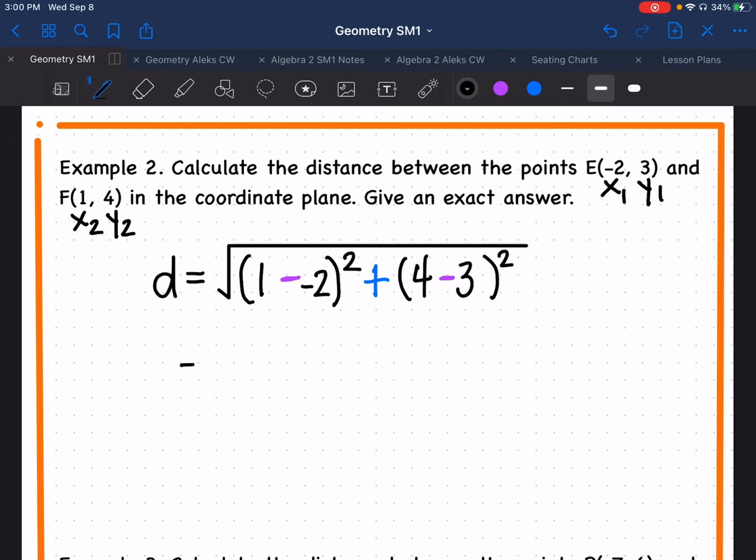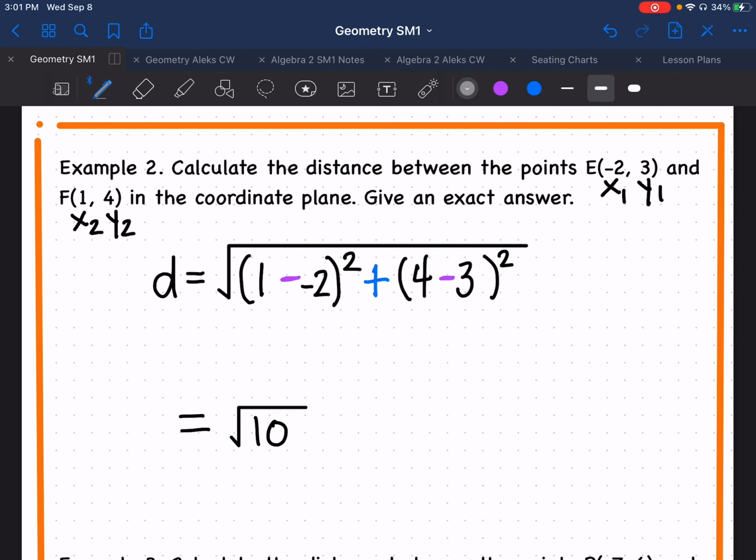So if I place this into my calculator, I get, actually, hold on a second. Let me come down here. I get the square root of 10. And let me show you why.